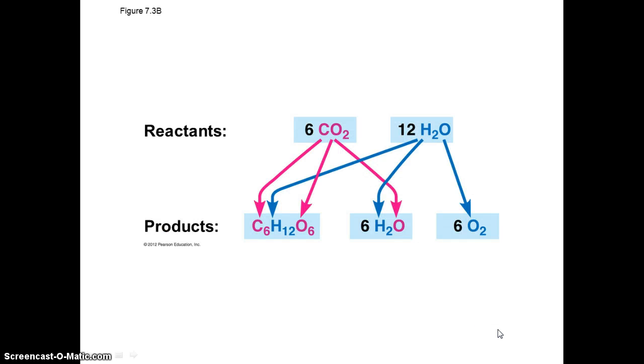So if you look at, with the advent of isotopes, we were able to trace where the atoms come from in our products. So here's our sugar molecule. That carbon comes from the carbon dioxide gas. The hydrogen comes from the water, and the oxygen in the glucose comes from the carbon dioxide. And also some of the oxygen from the carbon dioxide makes new water. And then the oxygen gas released is coming from the water.